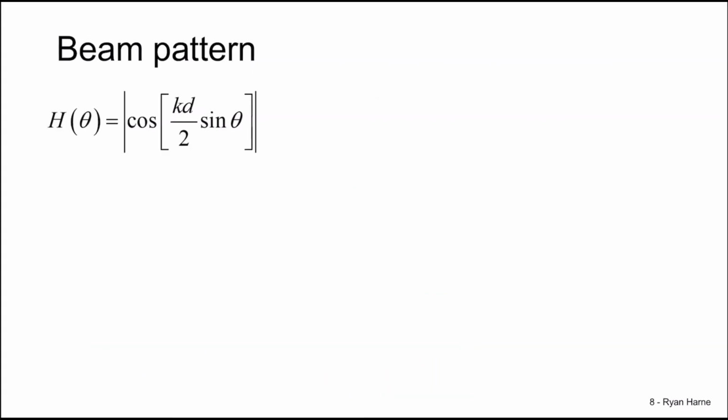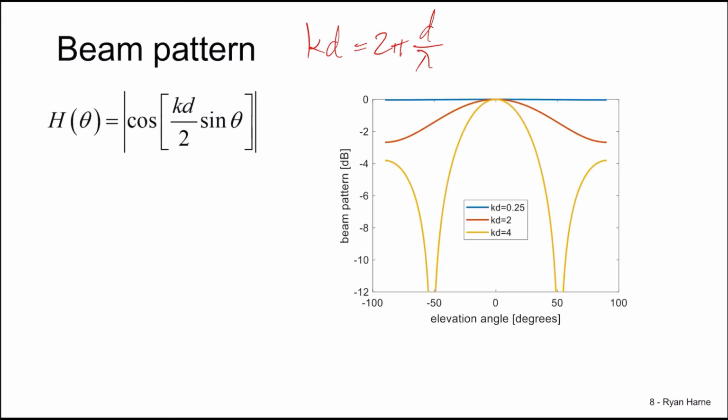The beam pattern that we've computed is the modulus of cosine, a function of kd on 2 times sine theta. Let's plot this out for several combinations of the product kd, recognizing that kd is equal to 2 pi d on lambda. We would get this result, for instance, if we coded this up in MATLAB. For kd small and less than 1, this means that the wavelength is large compared to the characteristic dimension D. And we see that the beam pattern is flat in the blue curve.